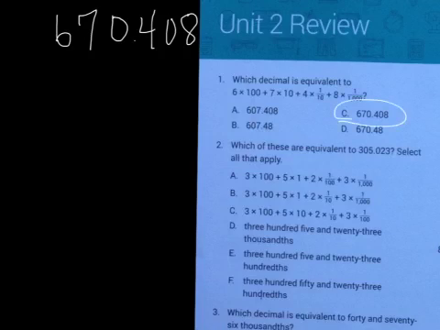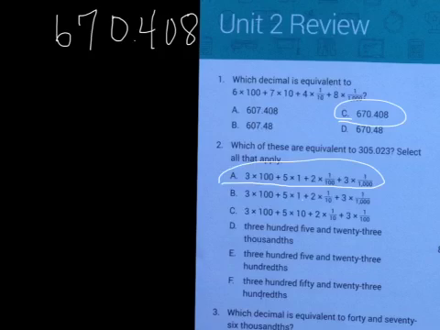Okay, so let's go straight into number 2. So number 2 says, which of these is equivalent to 305.023, and it says select all that apply. So let's go ahead and look at number 1. And so it says 3 times 100 is there, plus 5 times 1, plus 2 times 100, and 3 times 1,000. Okay, so we know A is going to be 1.